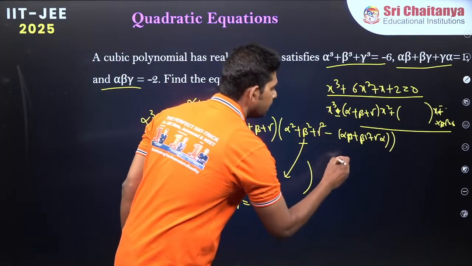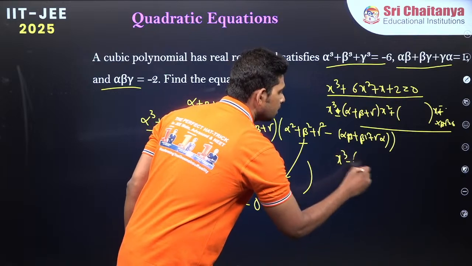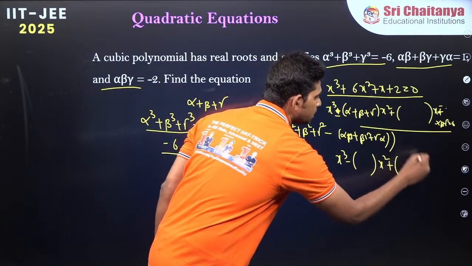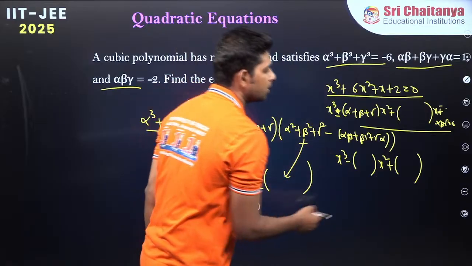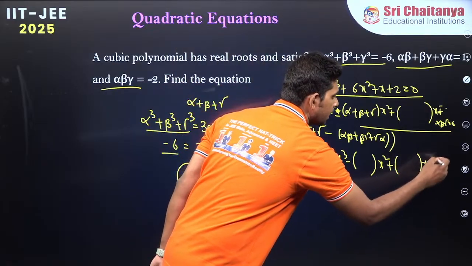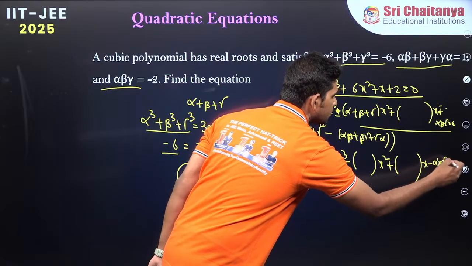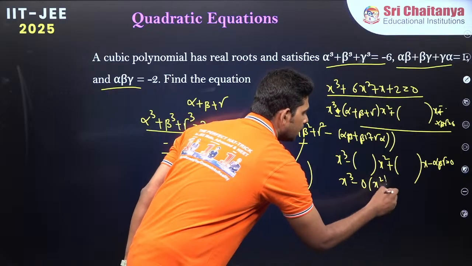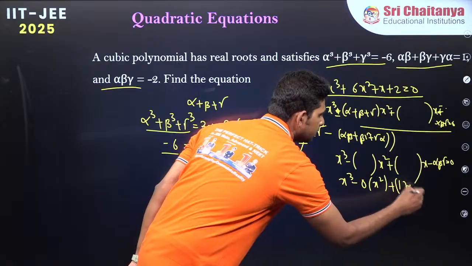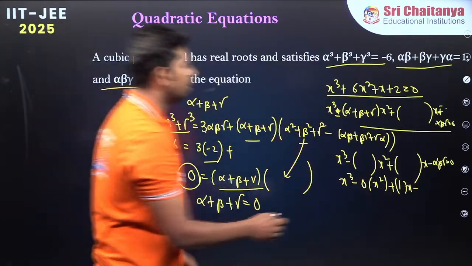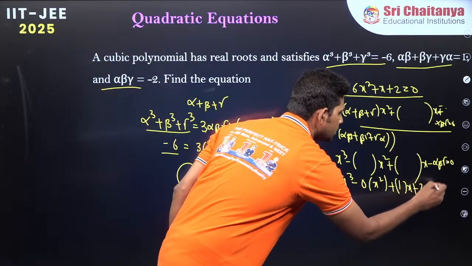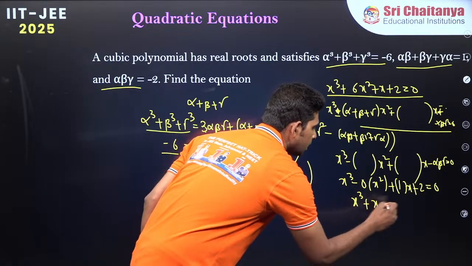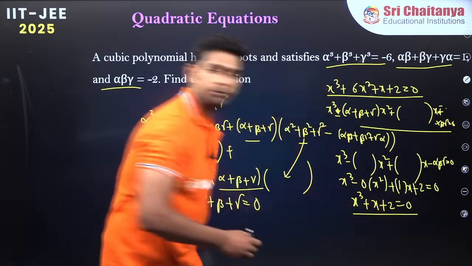You can see that x cube minus sum of the roots into x square plus sum of the product of the roots 2 at a time into x minus alpha beta gamma is equals to 0, which is equals to x cube minus 0 into x square plus 1 into x minus alpha beta gamma, that is minus of minus 2, which is plus 2, is equals to 0. x cube plus x plus 2 is equals to 0.